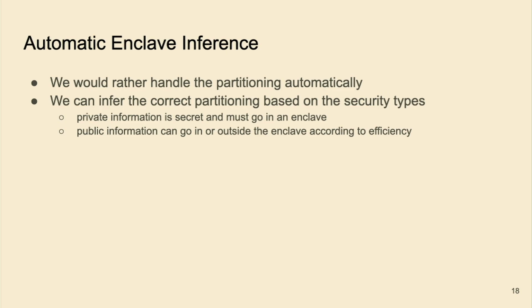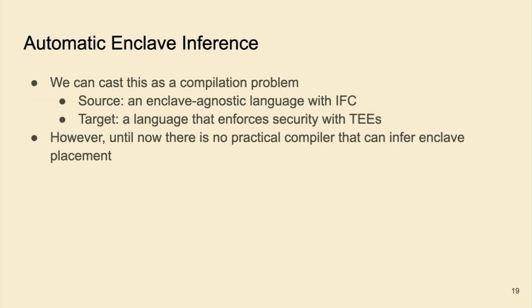So what we do is we treat this as a compilation problem. We start with a source language that only has information flow control and does not have enclaves. And then our target language enforces those guarantees with trusted execution environments. And so in the process of compiling from the source language to the target language, we have to do this enclave inference. Up until now, there's no practical compiler that can infer enclave placement.